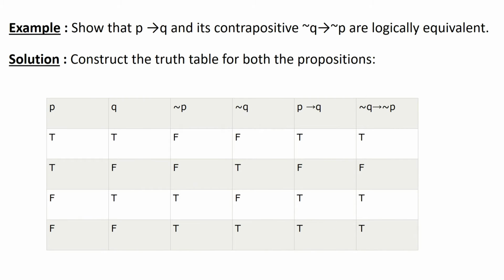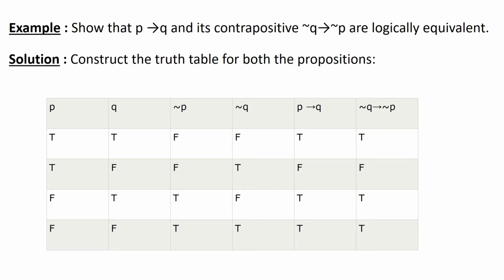Example: show that P then Q and its contrapositive, negation of Q then negation of P, are logically equivalent. Let us discuss the solution. Here are 6 columns and four rows. First column is P, second Q, third negation of P, fourth negation of Q, fifth P then Q, and last is negation of Q then negation of P. Here four possibilities are there: both are true, one is true and the other is false, one is false and the other is true, and last, both are false. If P is true, its negation is F.